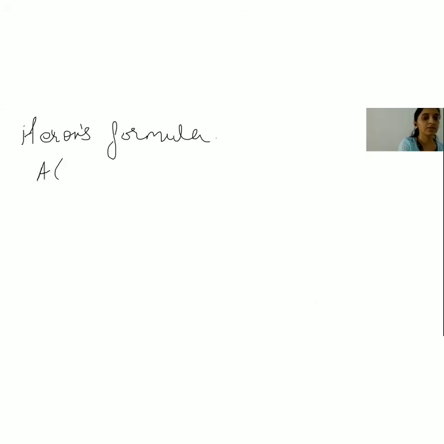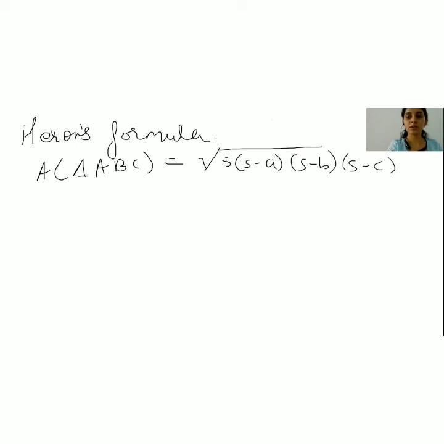Area of triangle ABC is equal to the square root of S minus A, S minus B, and S minus C, where S is equal to A plus B plus C upon 2, the semi-perimeter of a triangle. A, B, and C are the values of the sides of the triangle. This is your semi-perimeter.